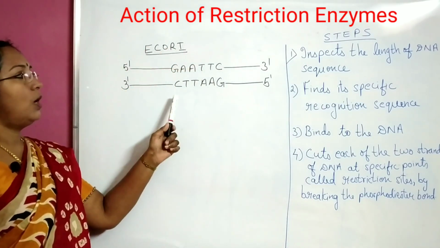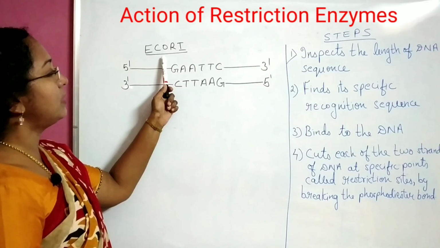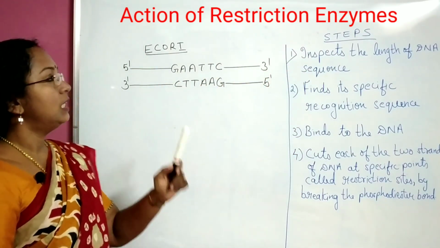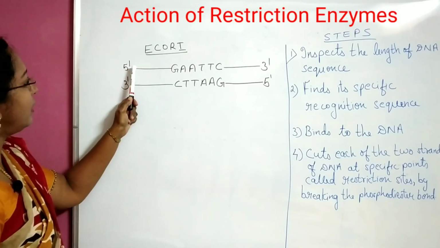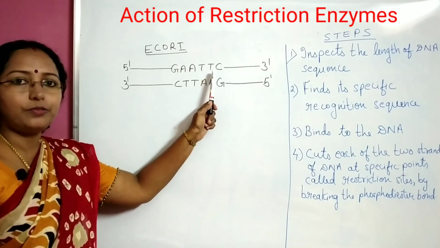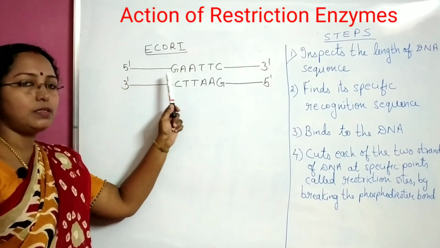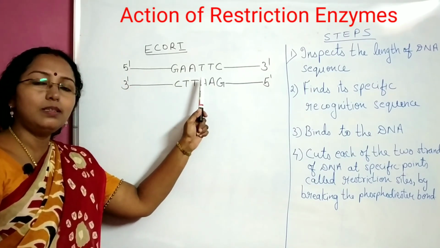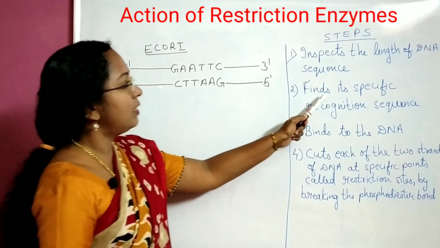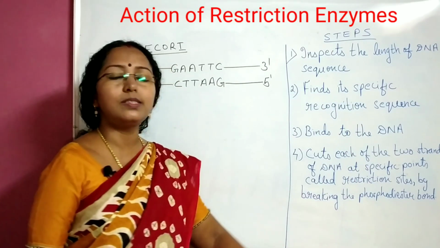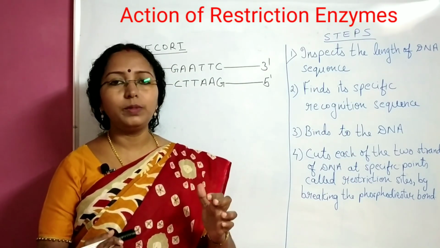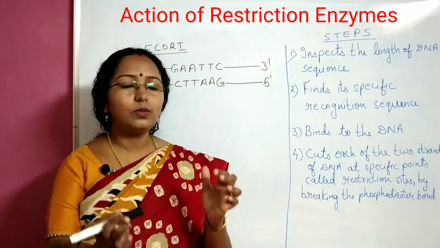So EcoR1, how is it going to function? First, this enzyme will inspect the length of DNA sequence. It will move slowly from one end of the DNA towards the other end, reading the bases. That is, it is inspecting the DNA sequence. And then it finds a specific recognition sequence, a sequence which is very favorable for it, and when it finds that sequence it stops there.